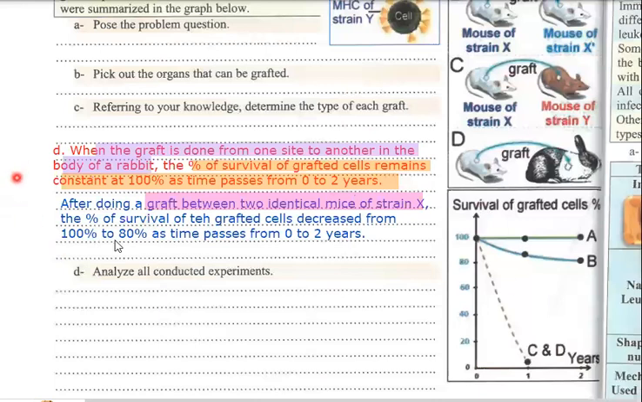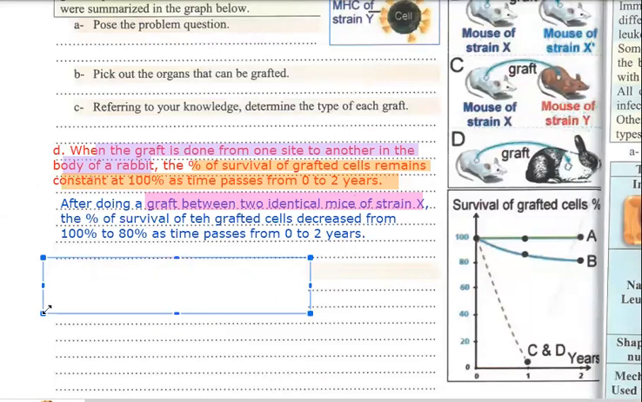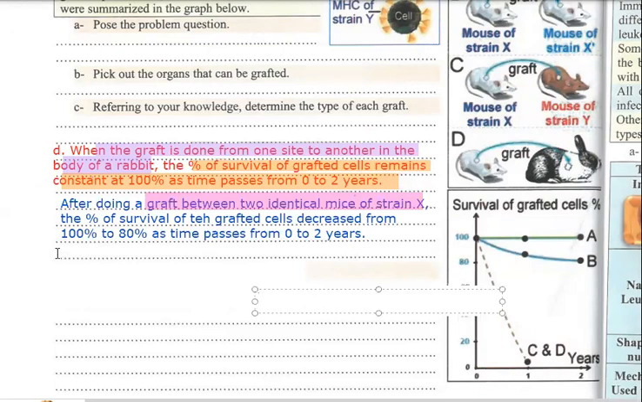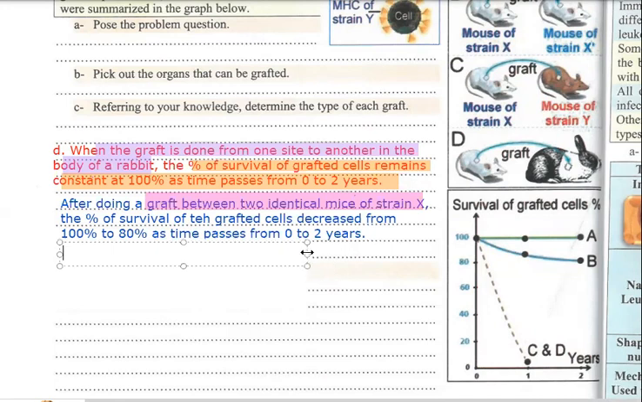Now the third experiment. One second, just so I can write above it. Third experiment, we did a graft between a mouse of strain X and a mouse of strain Y. When we analyze, we can start with saying the results. So I will do that as you want. I'm just showing you that there are many ways to analyze.